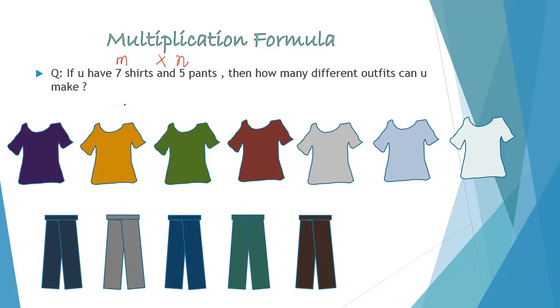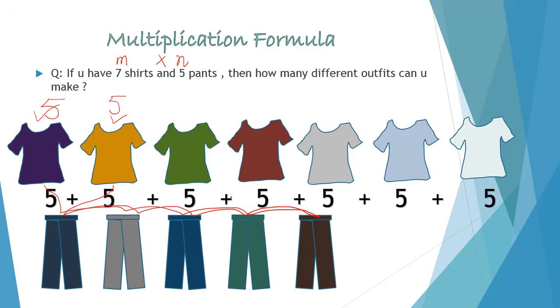To understand this formula, if you pick the first shirt, then you can have 5 choices of pants, 5 outfits with the first shirt. And if you pick the second shirt, again you have 5 choices of pants. So in this way you have 5, 7 times. You can do it either way. If you pick one pant, then you can have 7 choices of shirts, and in this way you will have 7, 5 times. Adding 7, 5 times means 7 into 5.